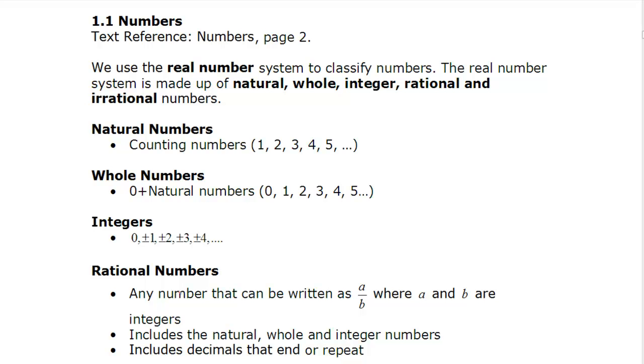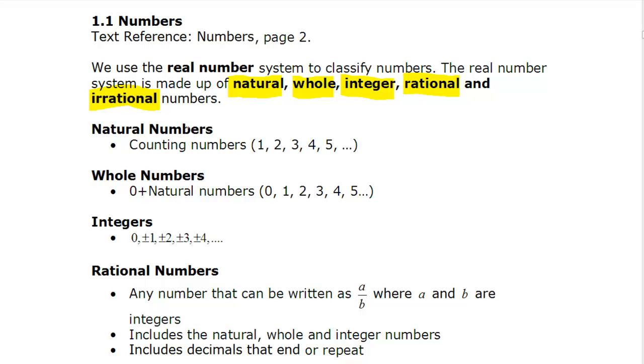We're going to talk mainly about the real number system in this course, and the real number system is a classification system of numbers. The system is made up of sets of numbers: the natural numbers, whole numbers, integers, rational, and irrational numbers. Each of them is a different group of numbers, and you definitely need to know which numbers belong to which groups, or which numbers belong to which sets.